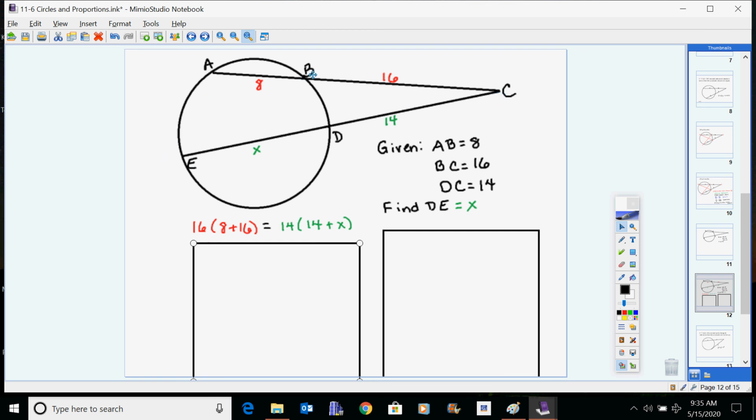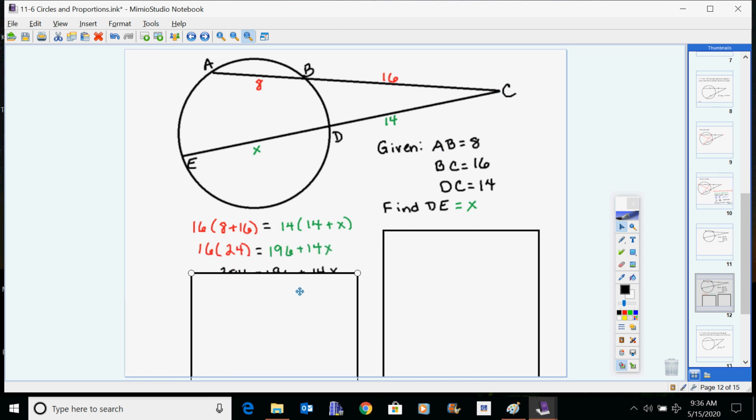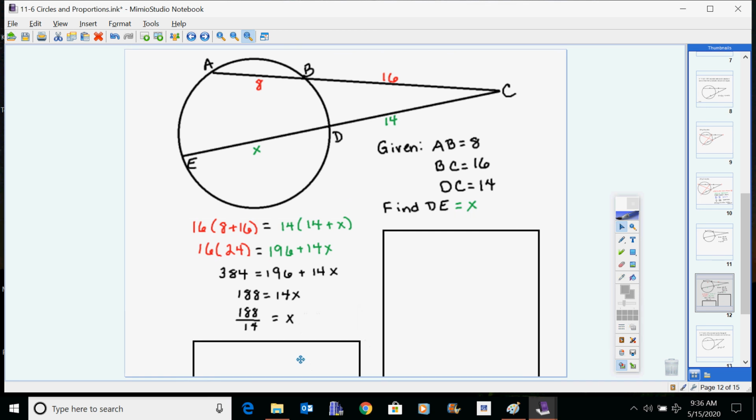Once again, you've got to multiply this one times the whole thing. 16 times 8 plus 16 equals 14 times x plus 14. Then you simplify it, you distribute, then you subtract 196 from both sides, then you divide both sides by 14, and you need to divide that out. You can use the calculator, 188 divided by 14.